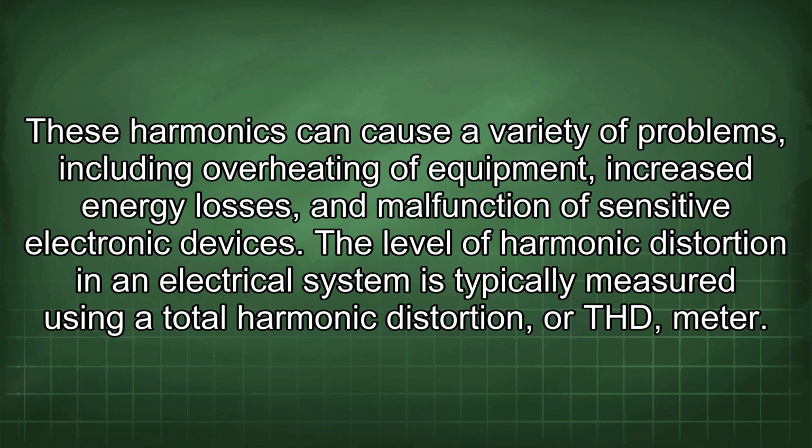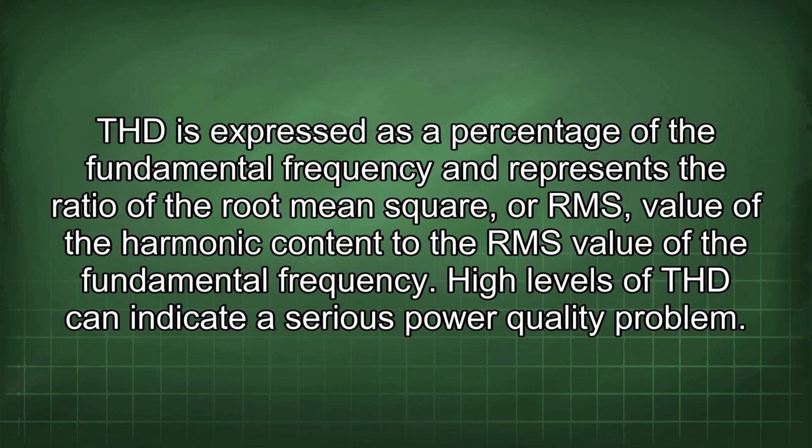These harmonics can cause a variety of problems, including overheating of equipment, increased energy losses, and malfunction of sensitive electronic devices. The level of harmonic distortion in an electrical system is typically measured using a total harmonic distortion, or THD, meter. THD is expressed as a percentage of the fundamental frequency and represents the ratio of the root mean square, or RMS, value of the harmonic content to the RMS value of the fundamental frequency. High levels of THD can indicate a serious power quality problem.